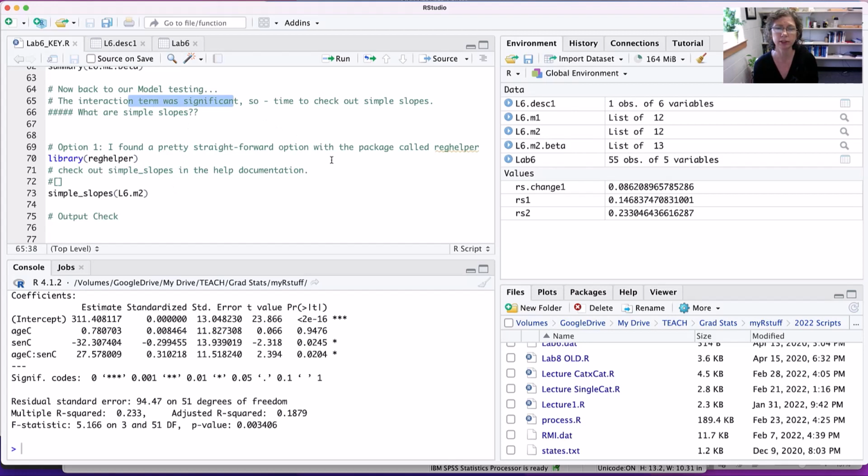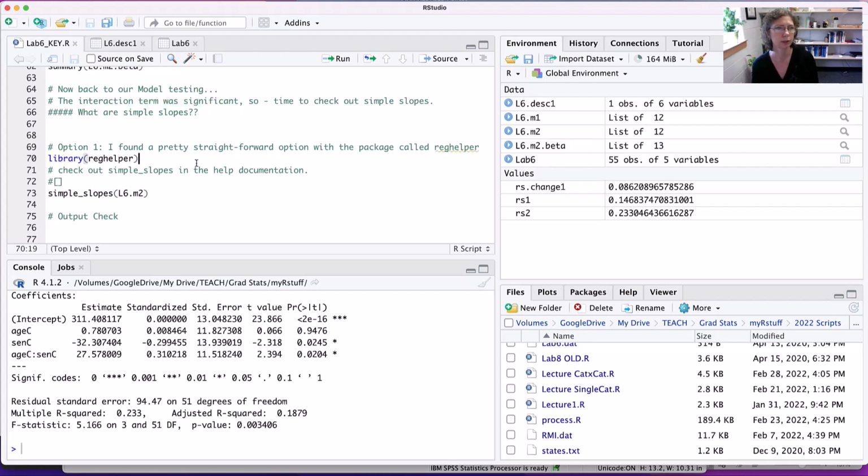That interaction term was significant, so it's time to check out the simple slopes. And what are simple slopes? Again, it's looking at the relationship between your focal predictor and your outcome conditioned or constrained to certain levels of the moderator. The simple levels of the moderator that I want to try out are 1 standard deviation below the mean, and 1 standard deviation above the mean. Those are the places of the moderator that I want to check out, and I want to see what the relationship is between the focal predictor and the outcome at each of those constraints.